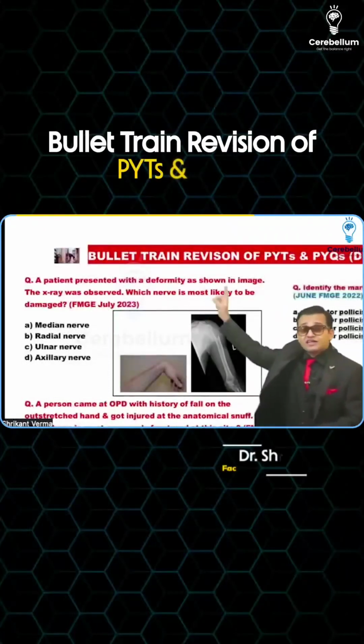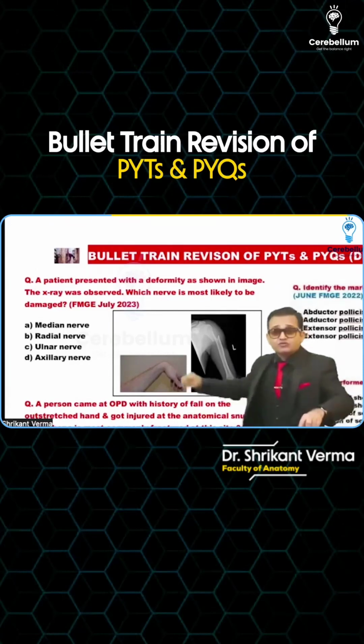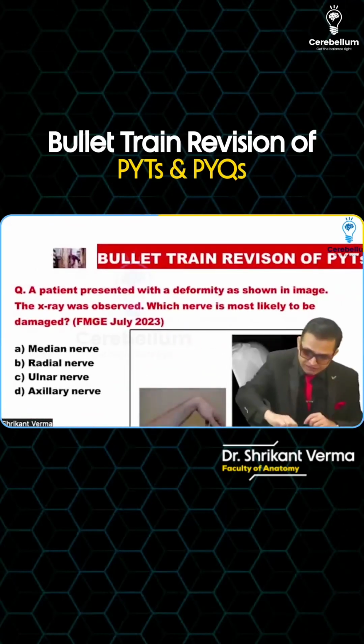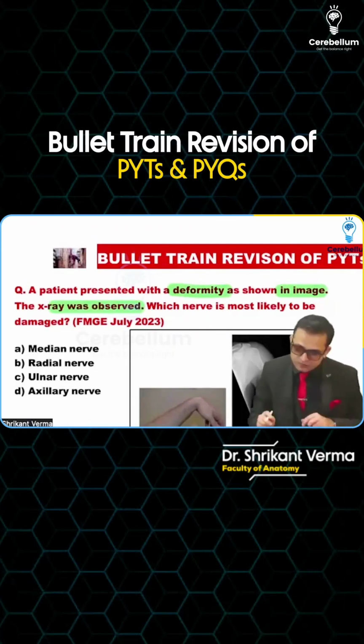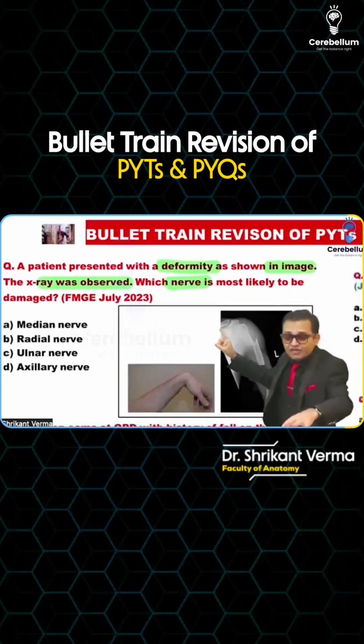Let's start the bullet-trend revision of the previous topic and the PYQs. What we have to focus on for our upper limb. Can you see the FMG July 2023? Now focus, focus, focus. A deformity as shown in the image, X-ray was observed. Which nerve? I told you, nerve. Nerve is important. Can you tell me what this is?